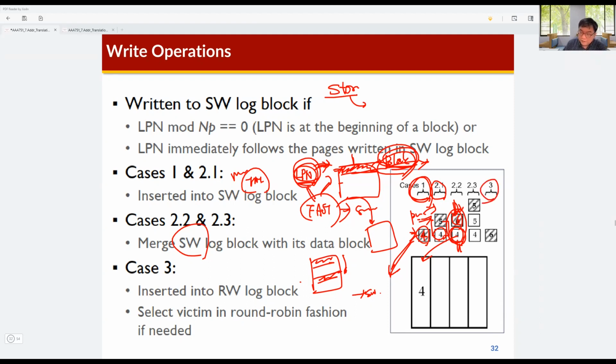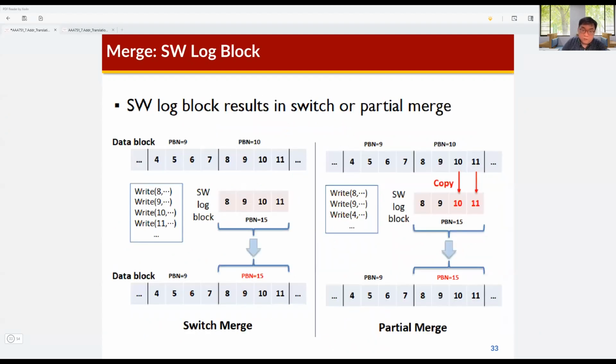Like case 3. Case 3 means that the first write to this block is to write some other pages inside of the log block. So this request cannot be assigned to the first page in this log block. In this case, this write request is assigned to the random write log block. Okay, that is the write operation.